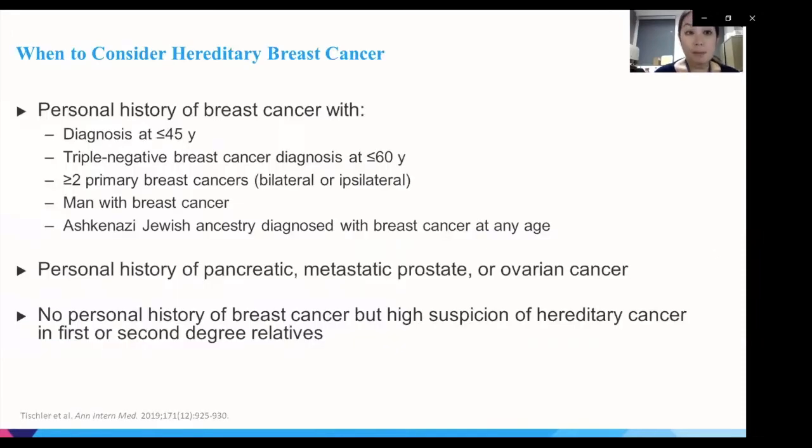I wanted to highlight a couple more things of when to consider hereditary breast cancer. In addition to some of the topics I already mentioned on the previous slide, if an individual has a personal history of triple negative breast cancer diagnosed at less than age 60 or younger, an individual who has 2 or more primary breast cancers, or if someone doesn't have a personal history of breast cancer but has a high suspicion of hereditary breast cancer in first or second degree relatives, such as the pedigree that I showed you earlier.